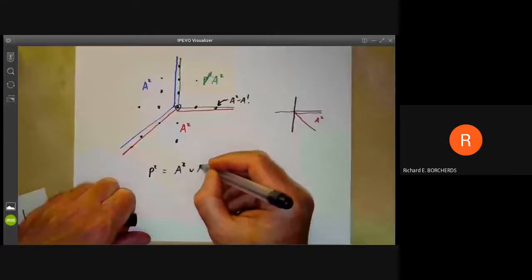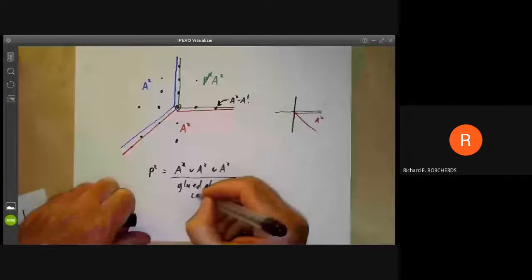they're glued along these three P2, because P2 is three copies of the affine line A2 glued along copies of A1.